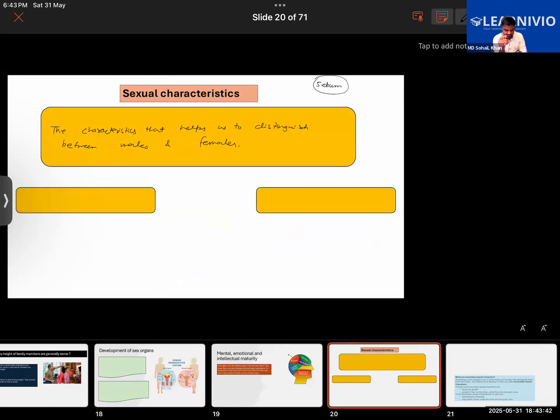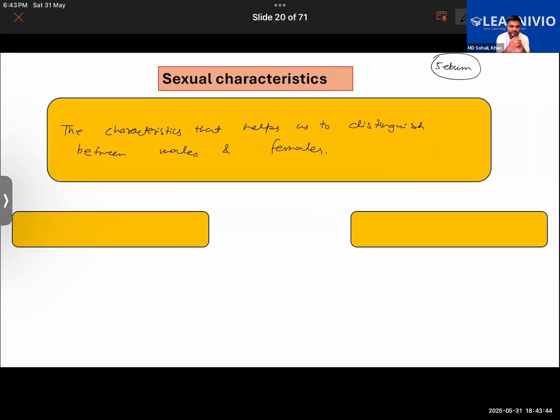Right now, we are discussing the sexual characteristics that also develop in adolescence at this time period.